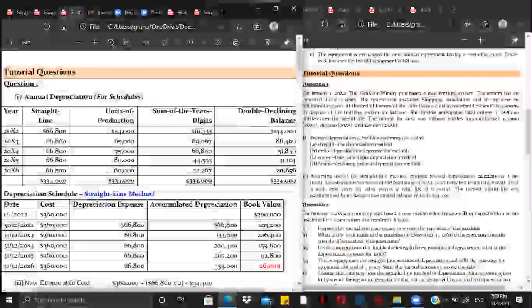19,499 minus 4,820, which is equal to 14,679. Is that clear?